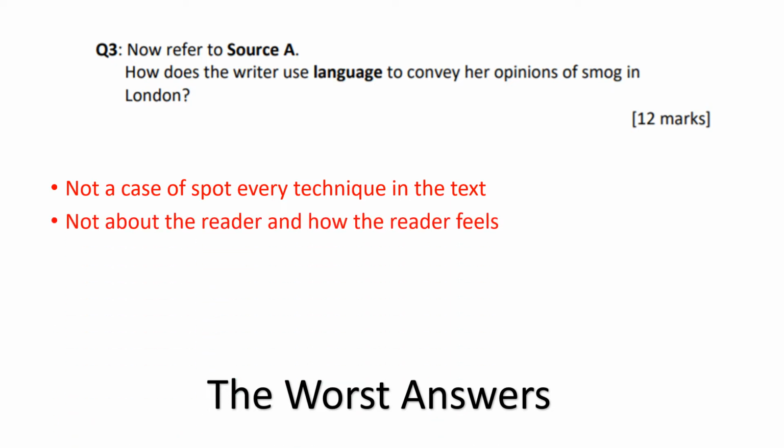Number 2, it's not about the reader. You can mention the reader and that's fine, but if you have a look at the question, it says, how does the writer use language to convey her opinions of smog in London? So really the question is about the writer. And the way that this paper is structured is it's built up for you to look at the writer's ideas.